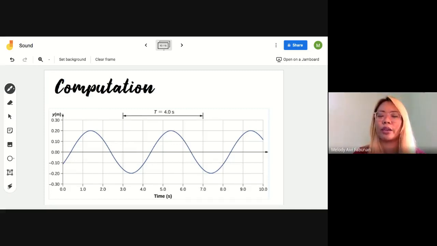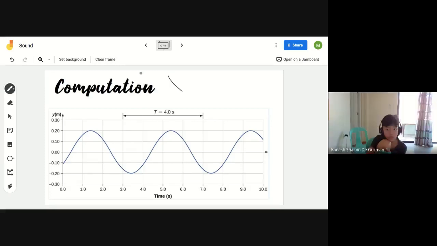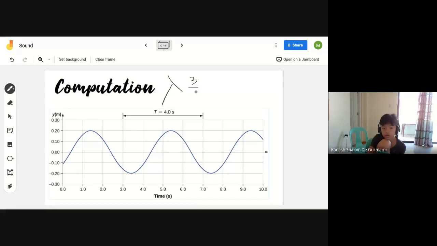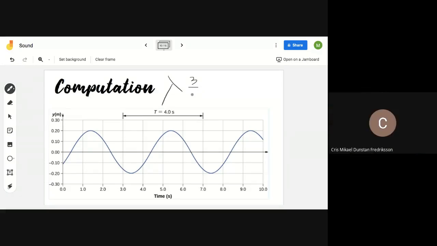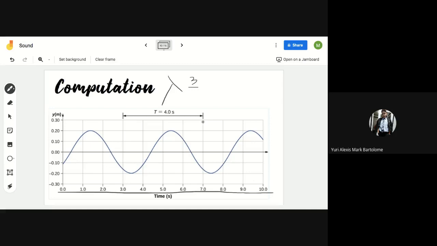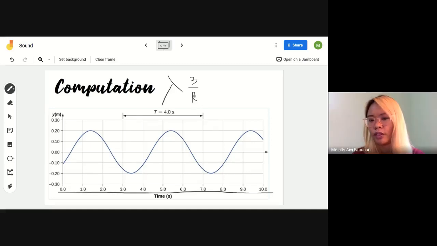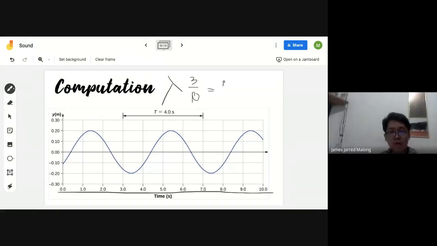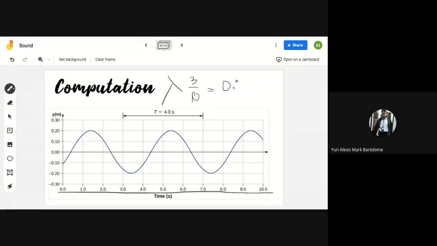How many waves do we have? 3. 3. 3. What is our time? 4. 4 seconds. Why 4? 1.1. I told you the time is on the x-axis. What is our time? 10. 10. So what is now the frequency? Wait, ma'am, 0.3. 0.3. What? 0.3 what?